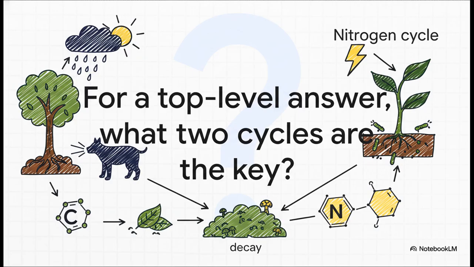So the question itself basically gives you a massive clue. It mentions both carbon and nitrogen. So to get into that top mark band, what do you think you need to talk about? Yep, you absolutely have to address both the carbon cycle and the nitrogen cycle. And this is the important bit. Show how they're linked together through decay.